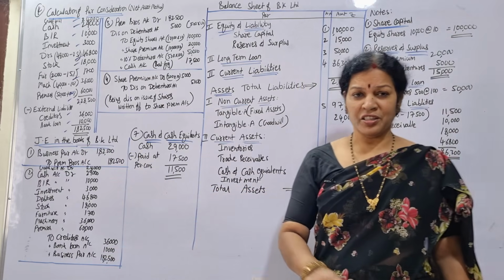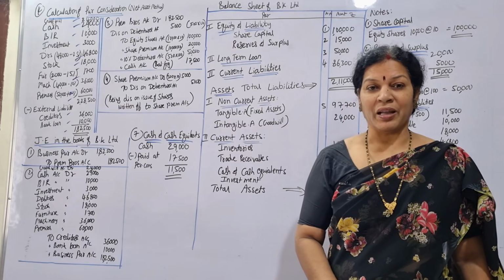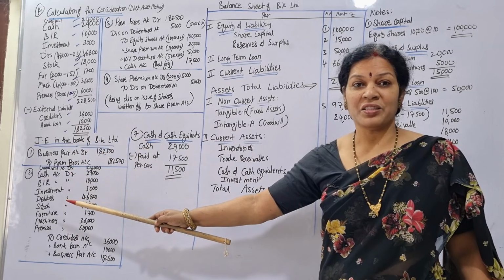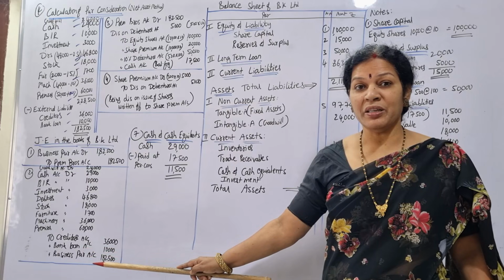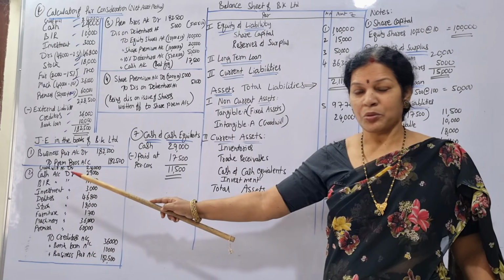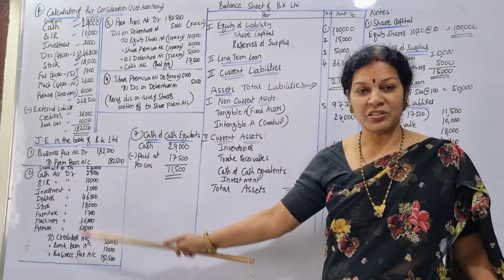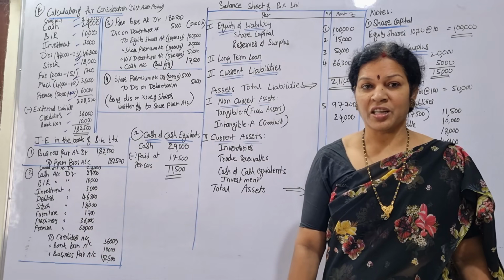Generally in the previous problems, we used to get a balancing figure. If it is on the debit side, that will be goodwill. If it is on the credit side, that will be general reserve. So here nothing is there, both sides are equal. Narration: being assets and liabilities taken over.